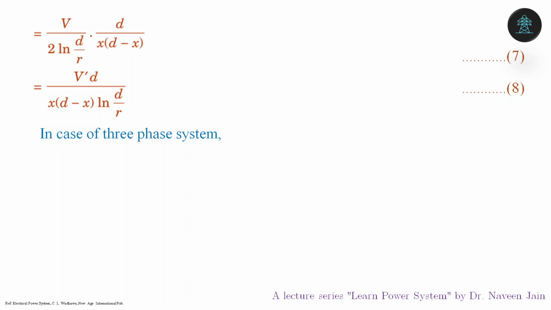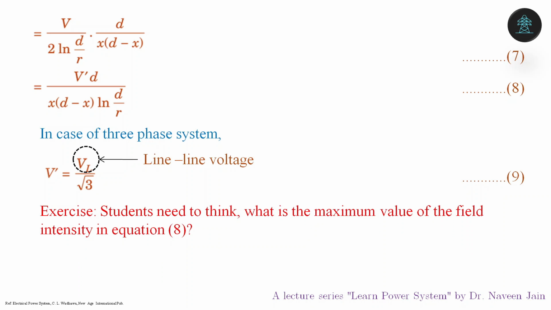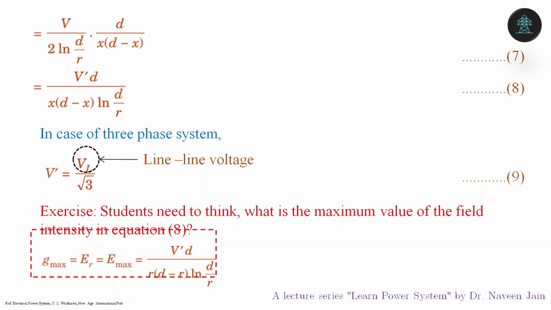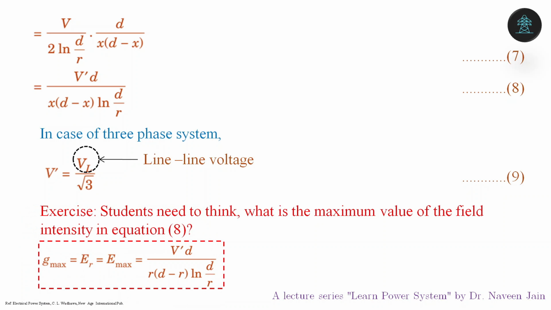In case of three phase system, the phase voltage is VL upon root 3, where VL is line to line voltage. Now, an exercise to all the students. Please, you need to think what is the maximum value of the field intensity in equation number 8. Hope you will obtain this expression.